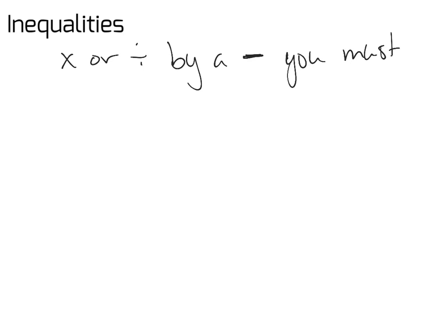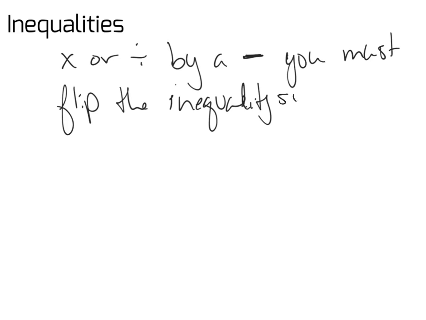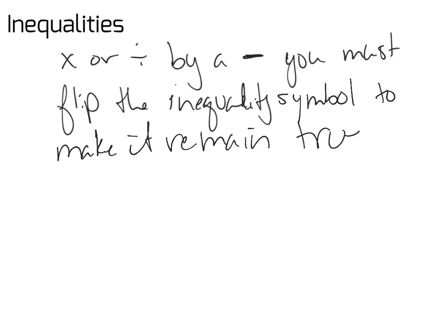So those two examples were pretty easy. You just followed the rules that we did in Chapter 3. But there's another rule that you need to learn about when we talk about inequalities. When you multiply or divide by a negative, you must flip the inequality symbol, or sign, to make it remain true. So when multiplying or dividing by a negative, you must flip the symbol to make it remain true.